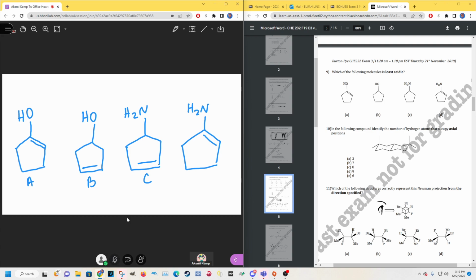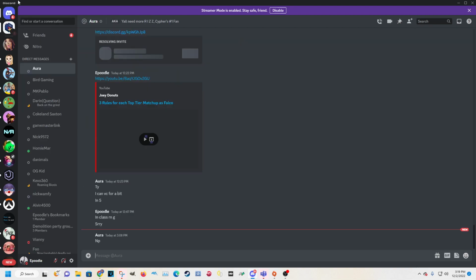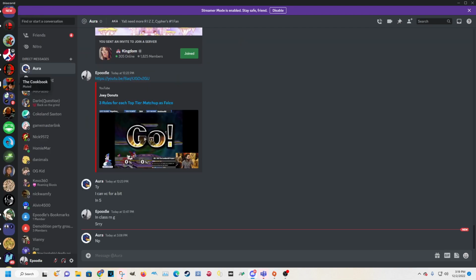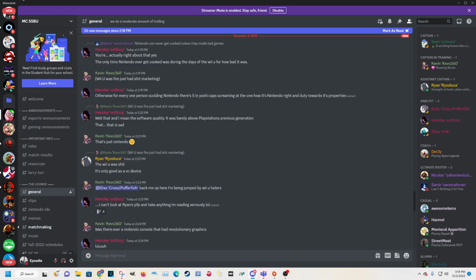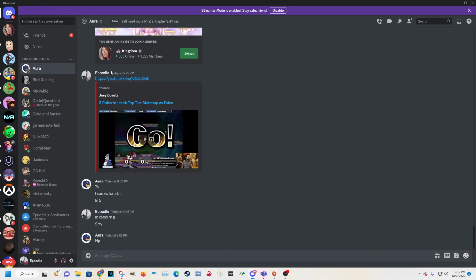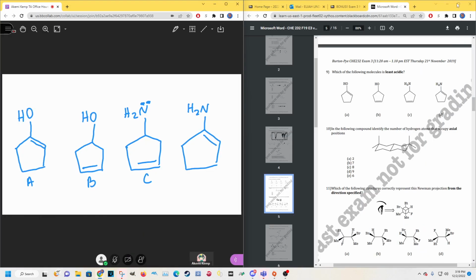So we're saying which of the following molecules is least acidic. Now, we know how acidity increases across the periodic table. So, in other words, this question is asking which of these molecules is more basic. Right? Which one is more basic? Let me just draw in some lone pairs so we don't get confused. So, acidity increases from left to right on the periodic table. So, basicity is the opposite.